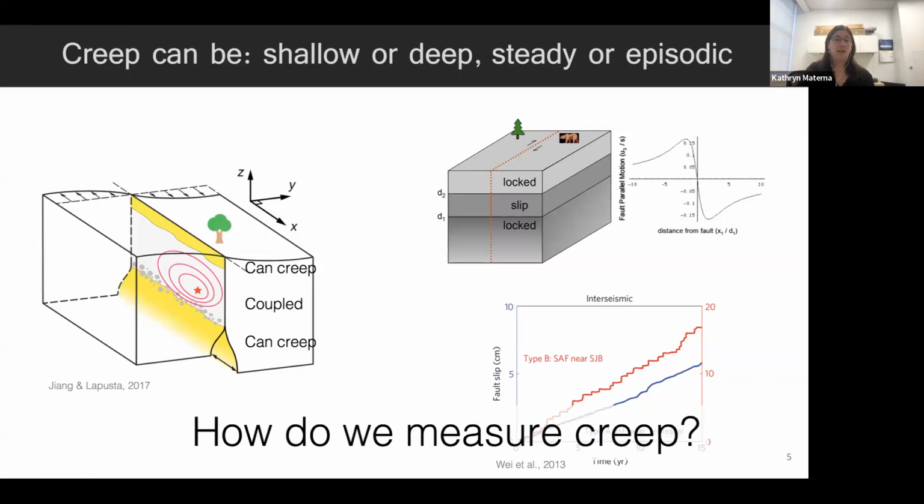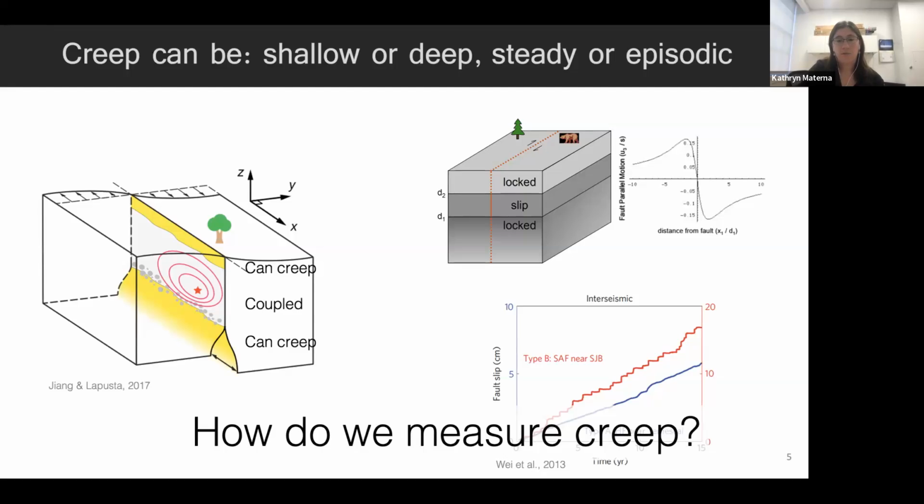So importantly, we need to understand how to measure creep, and there are several different ways that we do this. In this work, I'm going to use 3 different techniques to measure creep, and mostly they're familiar to folks in geodesy, but I wanted to just briefly touch on them so that we're all familiar with all 3 of them.